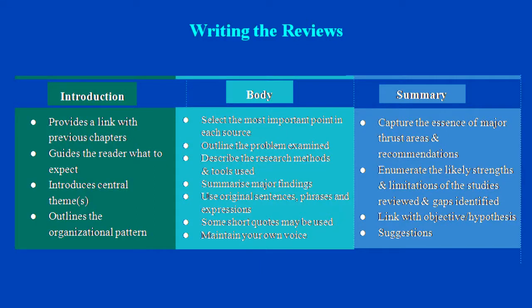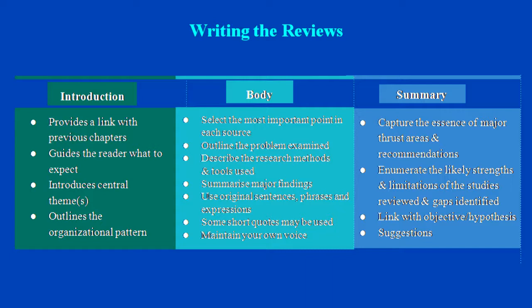Now, when I talk about writing the review, as I already said, there are three parts of it. First is the introduction. Now, the introduction will set the tone and the context of your review of literature. It will provide a link between the previous chapters. That is, from your introduction, you'll come about to the review of literature. It will also guide the researcher on what they should expect in this particular review of literature, and the central themes and core aspects can be introduced here.